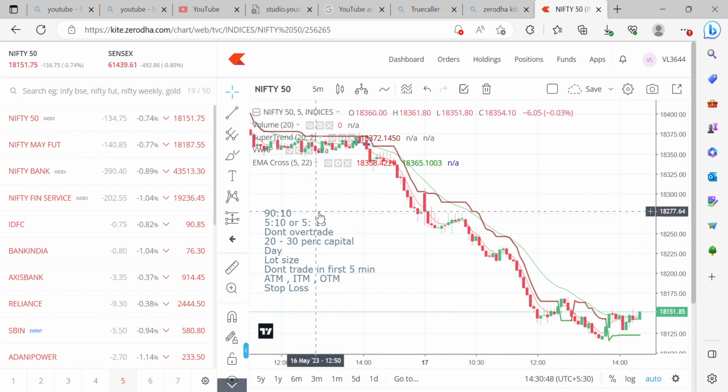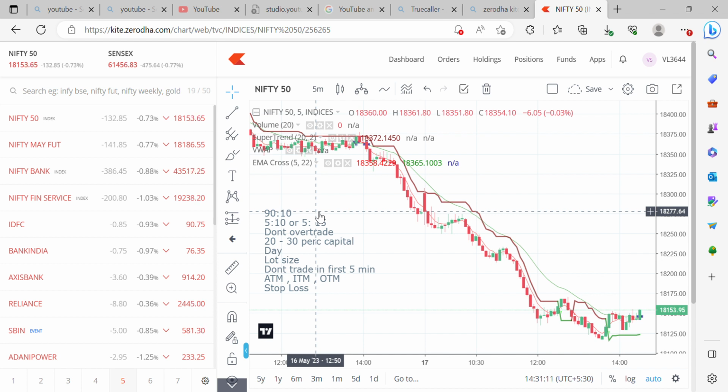First is 90 is to 10. So in option buying or in option trading, understand the thing that we have to observe the market continuously throughout the day. Means we have to observe the market almost 90% of the time, and only 10% we have to be in trade whenever we will get the opportunity, right?